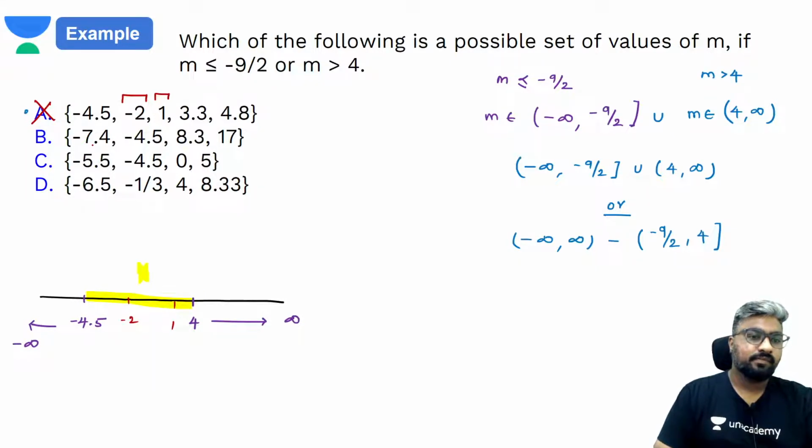B. -7.4 will come here, accepted. -4.5 is accepted. 8.3 will come here, accepted. 17 will come here, accepted. So B is the right answer.